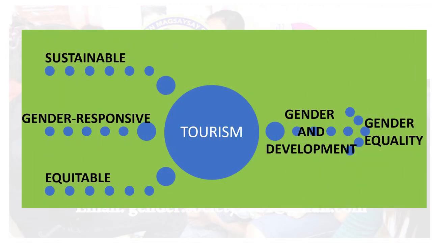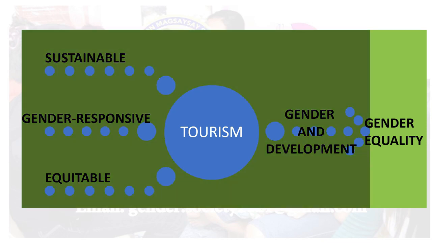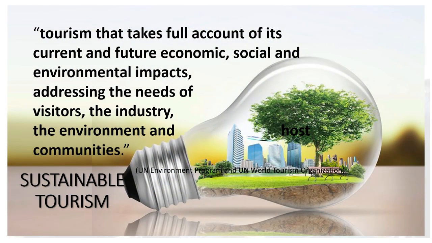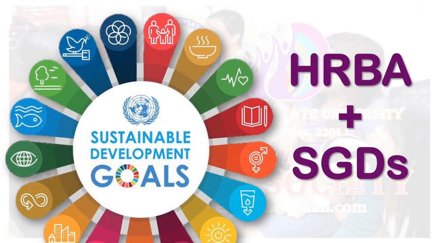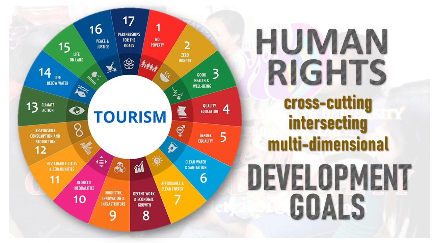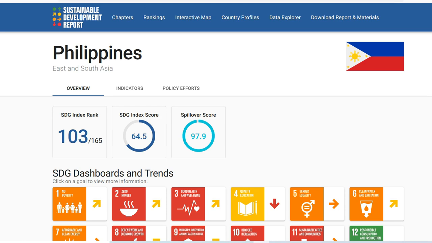The United Nations Environment Programme and the UN World Tourism Organization define sustainable tourism as tourism that takes full account of its current and future economic, social and environmental impacts, addressing the needs of visitors, the industry, the environment, and the host communities. As I stated in my other lectures, United Nations organizations put primacy on human rights in setting frameworks for sustainable development. The SDGs are cross-cutting goals for member countries in pushing for their sectoral agenda. The Philippines is riding on the framework pushed by the United Nations World Tourism Council and the World Travel and Tourism Council as it pushes its 5-pronged tourism agenda.